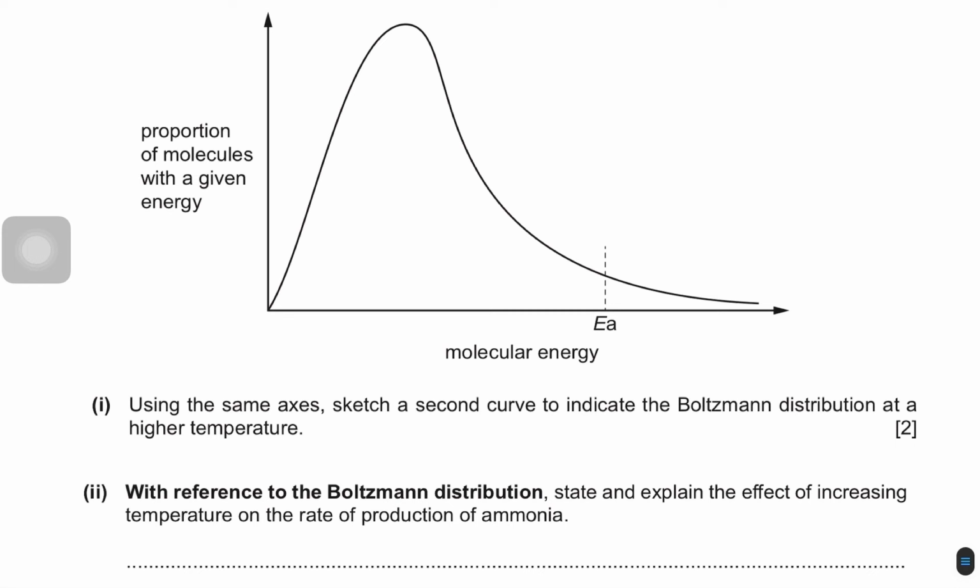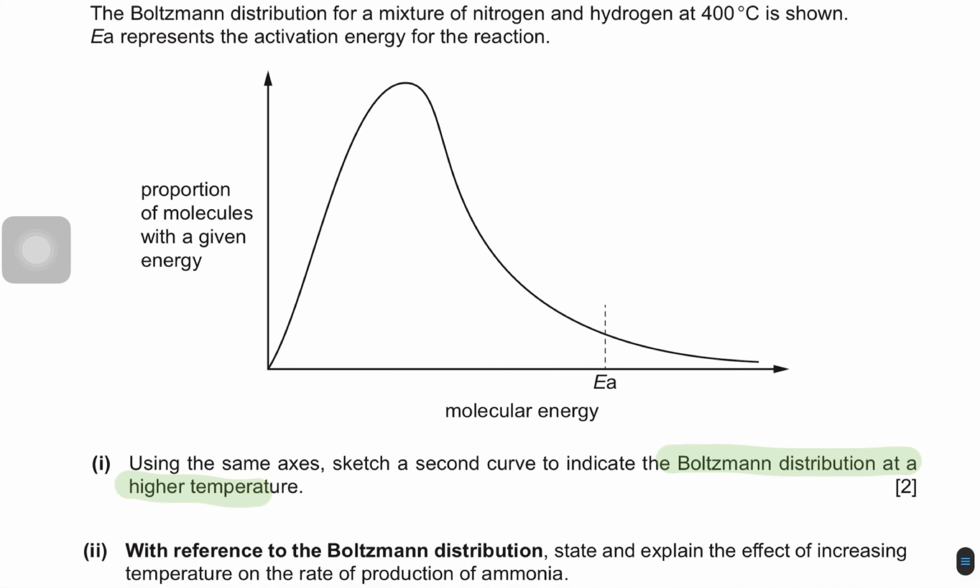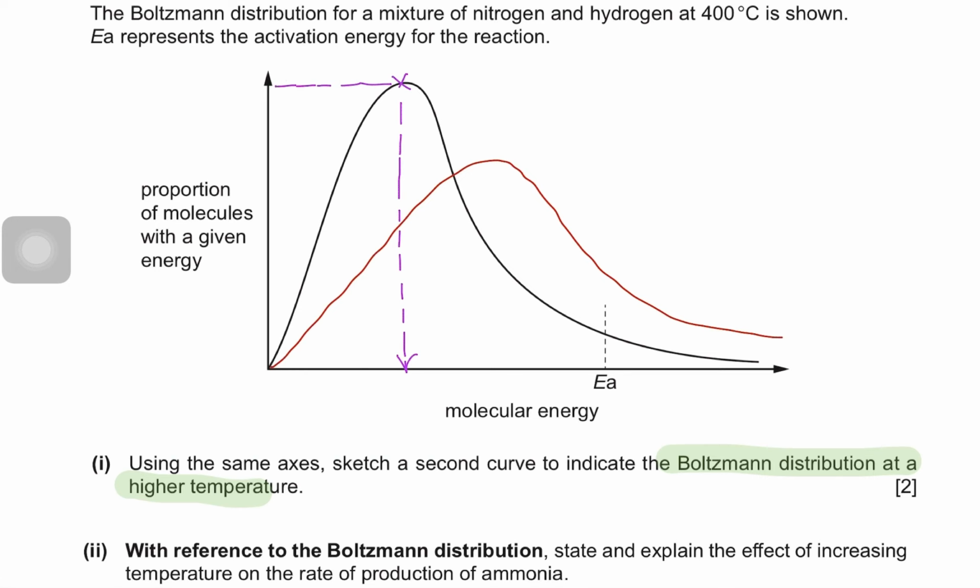Using the same axis, sketch a second curve to indicate the Boltzmann distribution at higher temperature. Like I've said, at higher temperature, the curve goes towards the right. The peak slightly decreases and the average energy increases. In the first graph, most particles had lower energy, X energy, but in the red graph the peak energy would increase. So here most particles have Y energy and Y is more than X. So the graph is tilted towards the right.